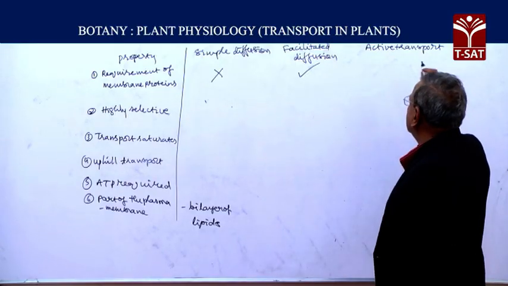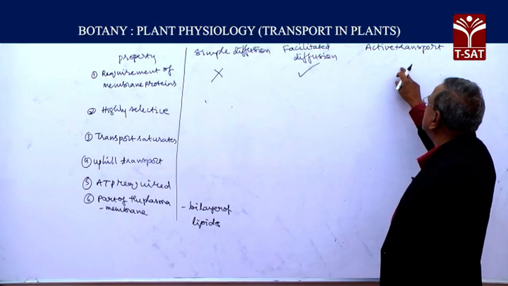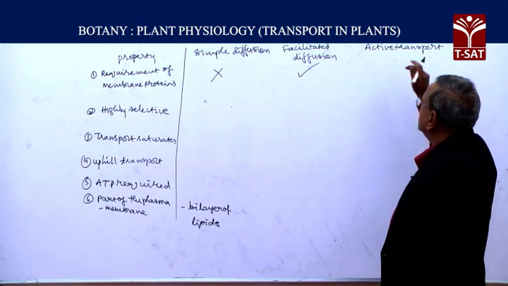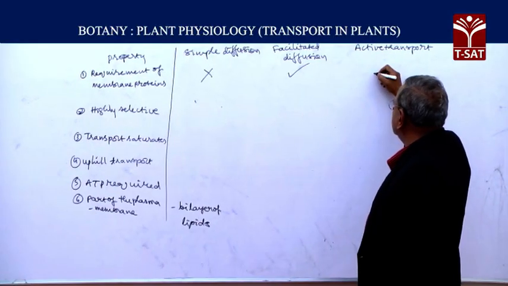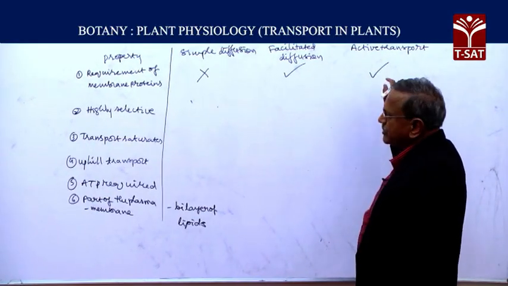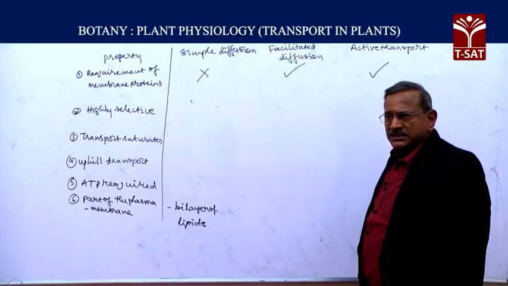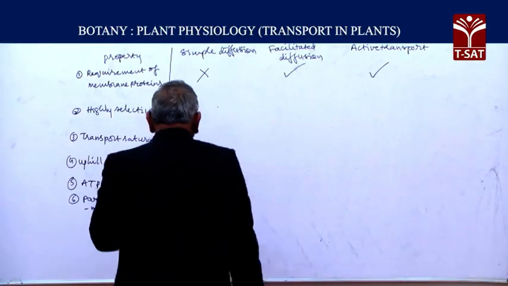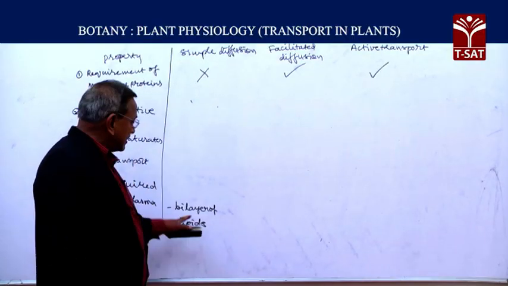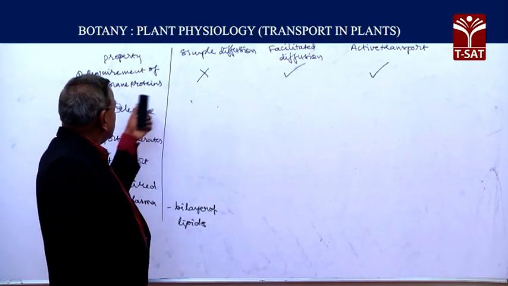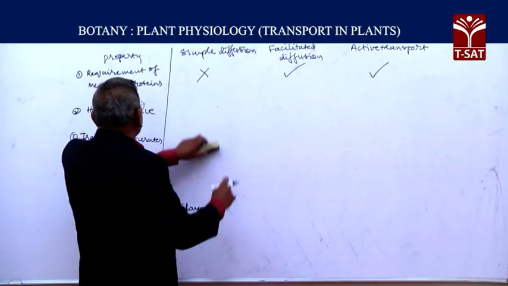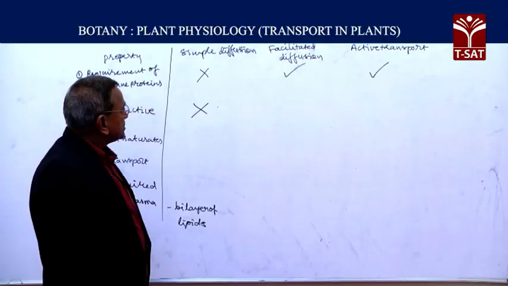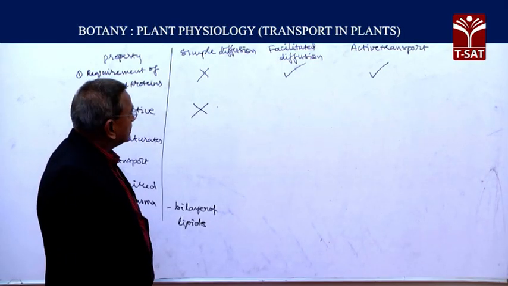Now the other process, the third kind, active transport. This also requires carrier proteins. These carrier proteins are called pumps. Is the process highly selective? Whatever is soluble in the bilayer of lipids can diffuse through, so simple diffusion is not selective. Simple diffusion is not selective.